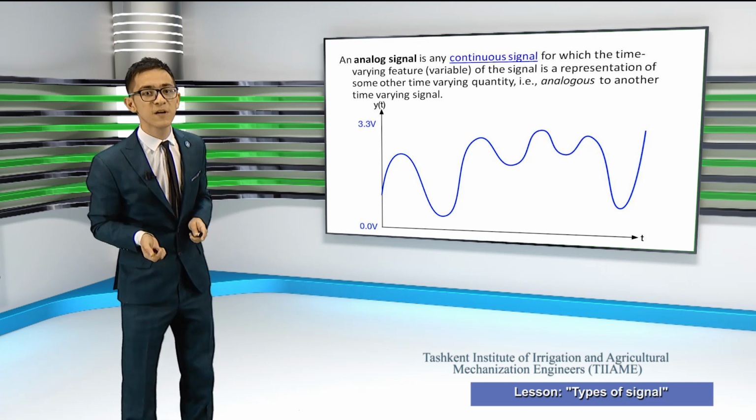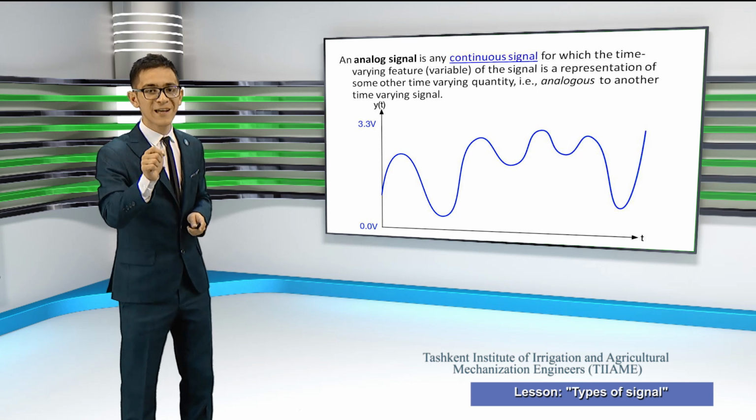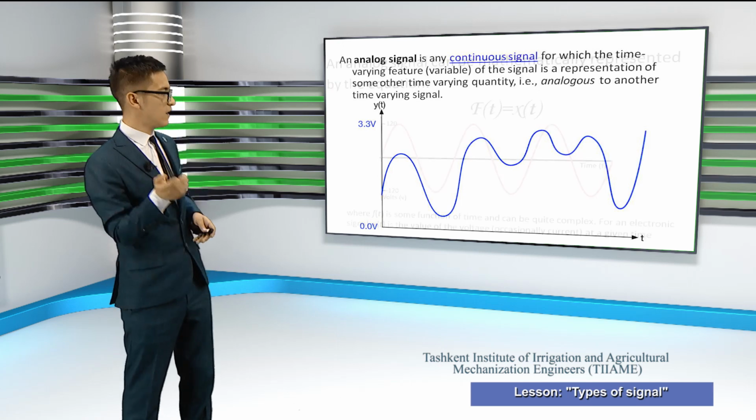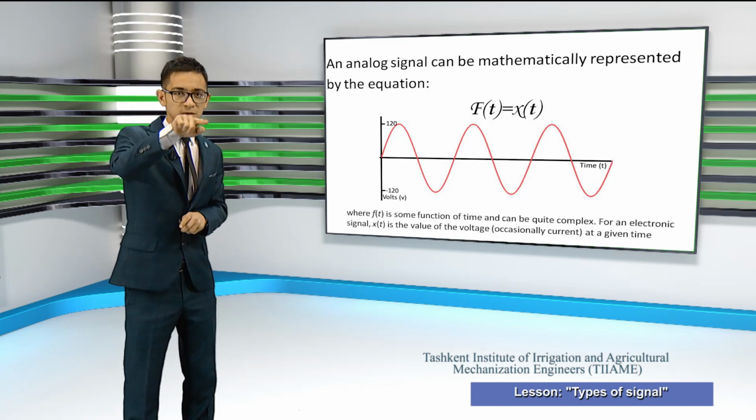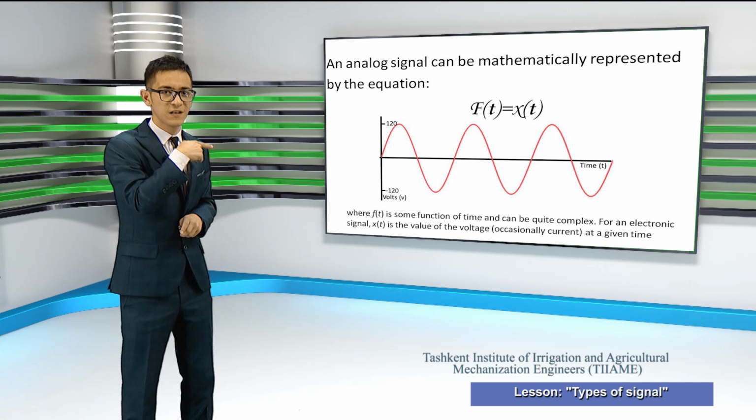But how can we explain it? How can we know we have an analogous signal? Here we have a special mathematical explanation according to a function in a time period.